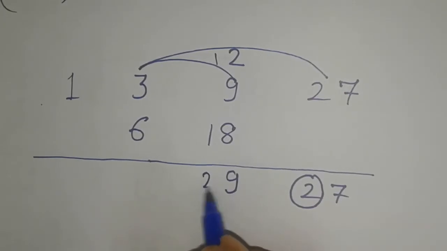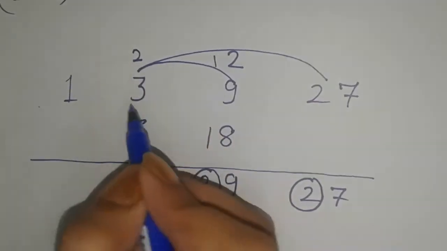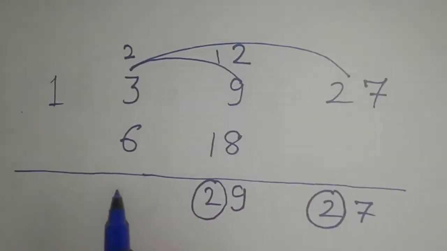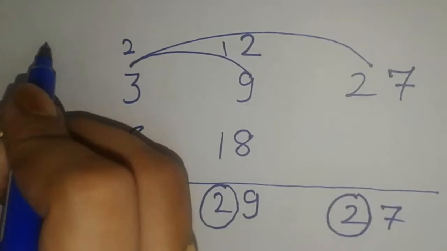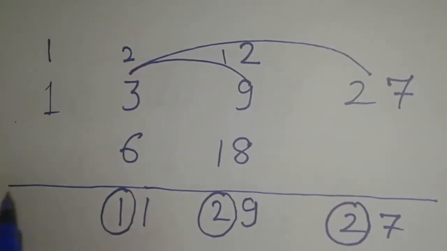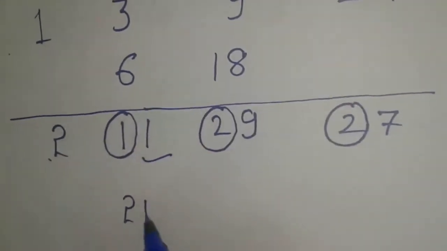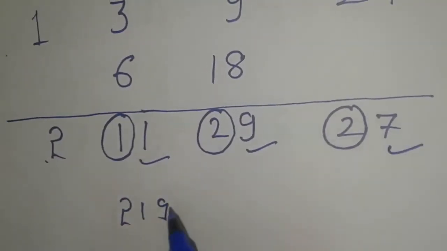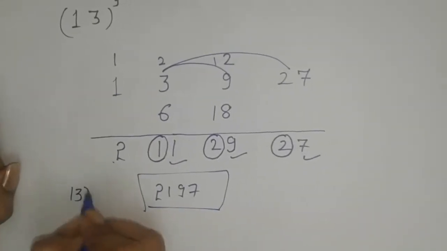1, 2. Now encircle this 2 and take this 2 over here. 2 plus 3, 5. 5 plus 6, 11. Now encircle this 1 and carry it over here. 1 plus 1 gives you 2. Now your answer is 2, 1, 9 and 7. This is your cube of 13.